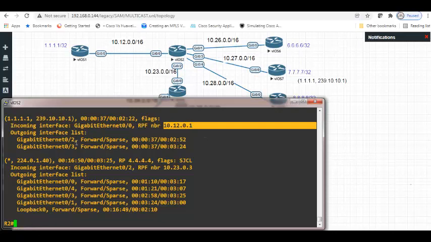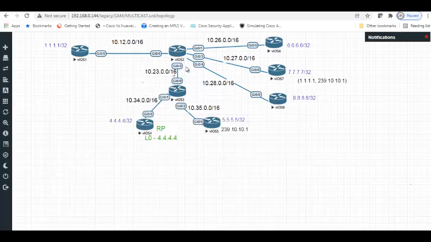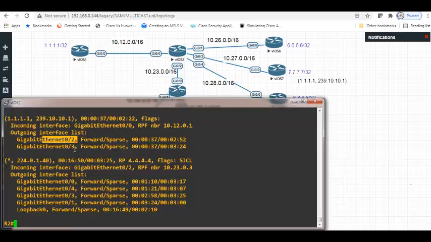The outgoing interfaces are two. One is G02, that is going to router 3 so that it can go to router 5. And the other interface is G03 so that it can go to router 7 and reach the loopback on router 7. See, there is no flooding on G01, G04 of router 2. No flooding and pruning. Just only the right interface forwarded.